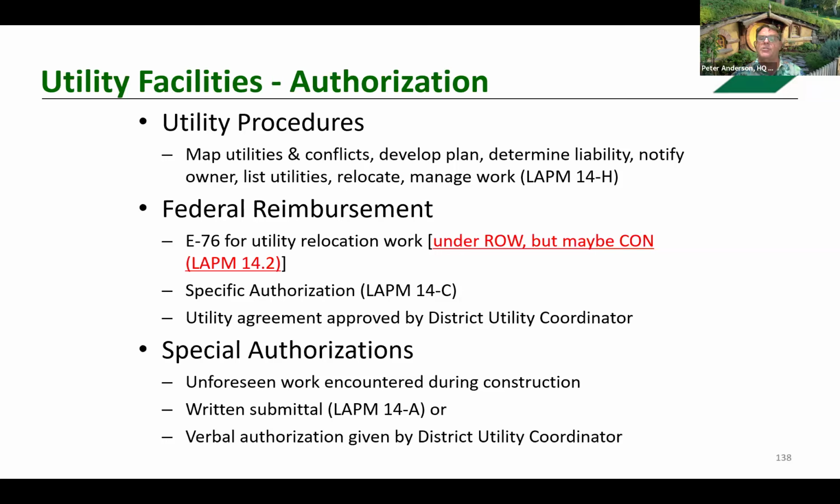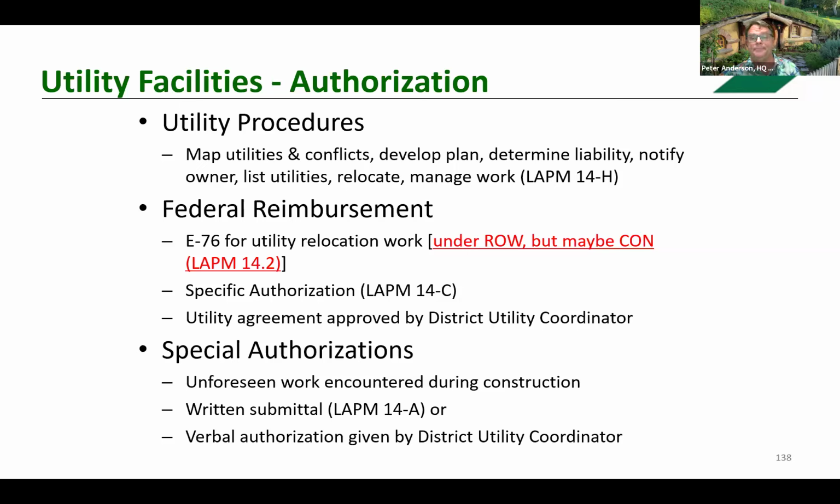This must be attached to the right-of-way cert, whether the utility relocation happens before or during construction, or if done by the utility owner or construction contractor. Approval authority of utility agreements has been delegated to the Caltrans district utility coordinator.